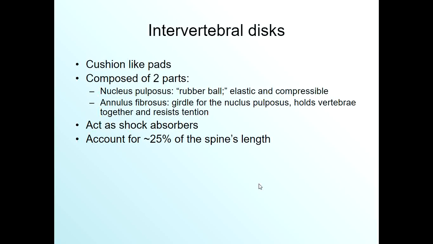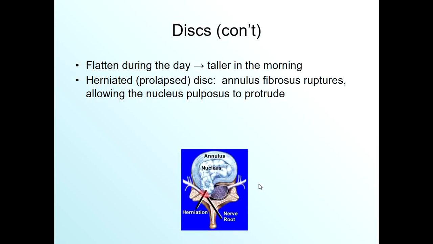And then around it, we find a very thick connective tissue known as the annulus fibrosus. And it's basically a girdle that makes that rubber ball stay extended, to keep the vertebrae from touching one another and to resist tension. Their job is to act like a shock absorber, and it's about a quarter of your spine's length. When you get up in the morning, you're actually taller, because as you go through the day, that intervertebral disc begins to flatten because of gravity.